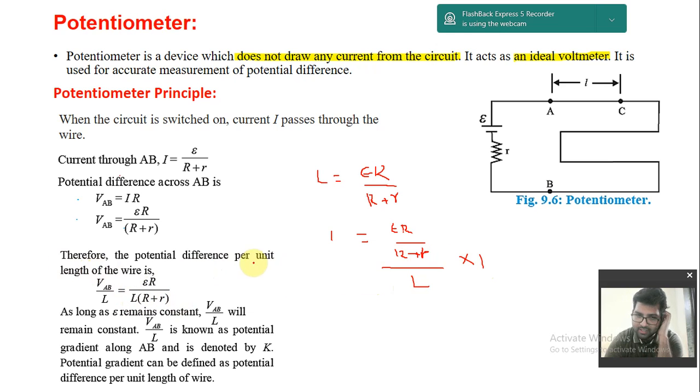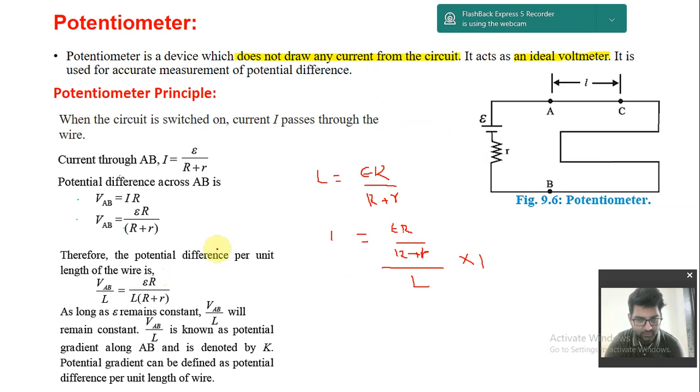Therefore the potential difference per unit length of the wire, per unit meaning 1, I divide the total length. So V_AB upon L will be epsilon R upon L into (R + r). Now epsilon is, suppose, a standard battery, so it will remain the same. If the length of the wire is constant, then R will also be the same if the cross section is constant. A small r is the same because it is the internal resistance of the battery, and for a standard battery, its internal resistance will also be the same.